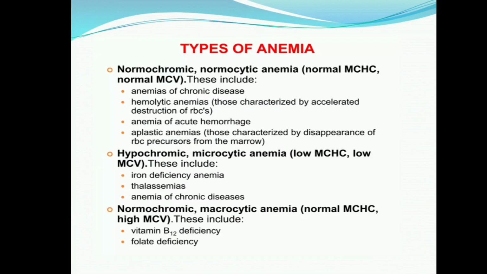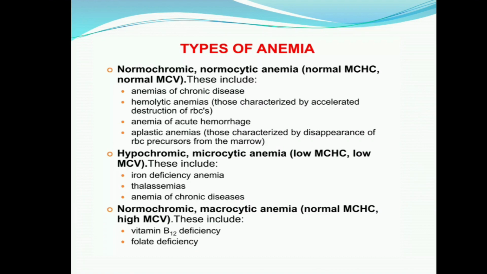Next we have the normochromic normocytic anemia. What are these? They include the anemias of chronic disease, hemolytic anemia, which are being characterized by accelerated destruction of RBCs. As I said you, anemia means destruction of red blood cells. So when this is being characterized by excessive destruction, this leads to hemolytic anemia. It includes anemia of acute hemorrhage as well as the aplastic anemia, which is being characterized by the disappearance of RBC precursors from the bone marrow.